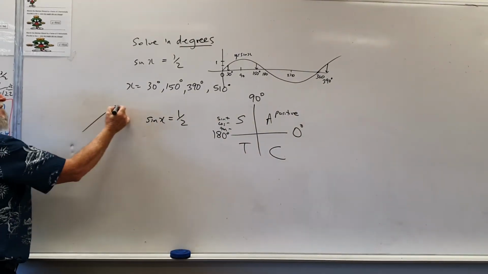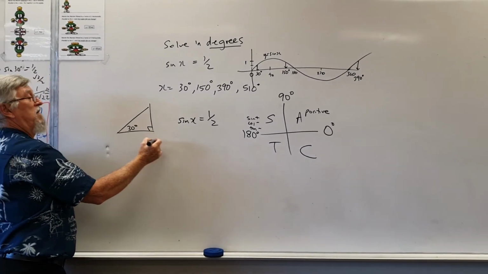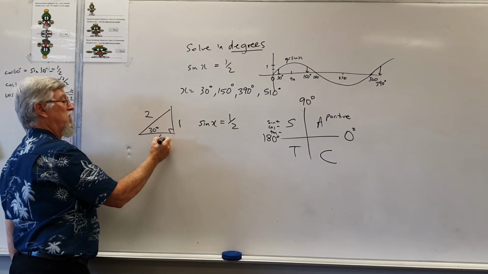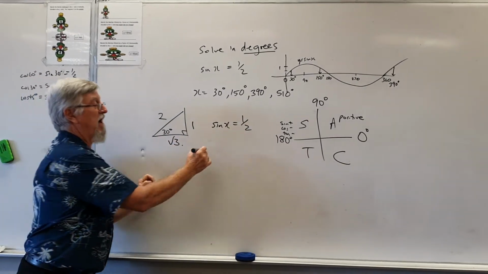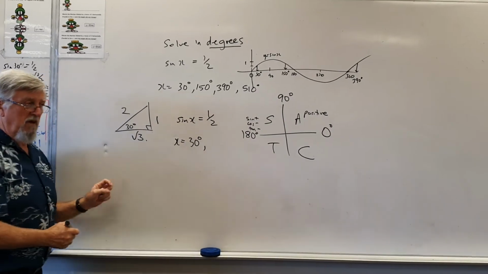Our simplest method is go back to your right angle triangle. If that's 30 degrees, the opposite is 1, the hypotenuse is 2, and the other side is root 3. So I know that sine of 30 degrees is a half. So one of my answers is 30 degrees. The question is, what is the other answer?